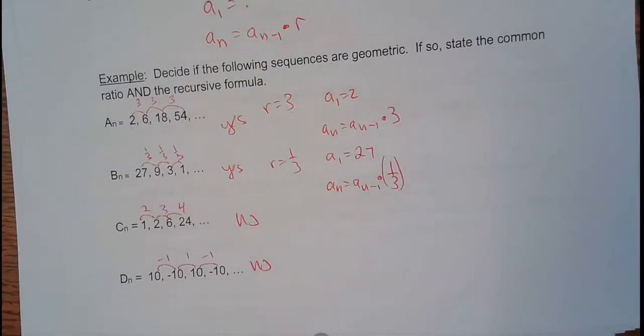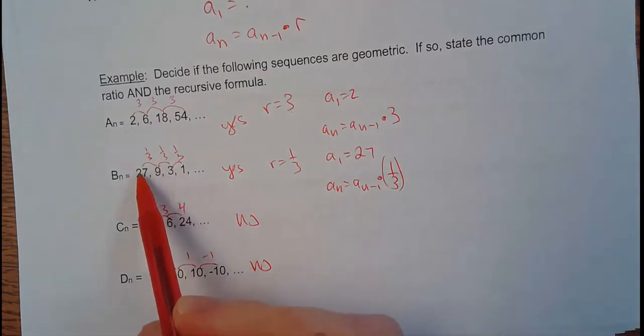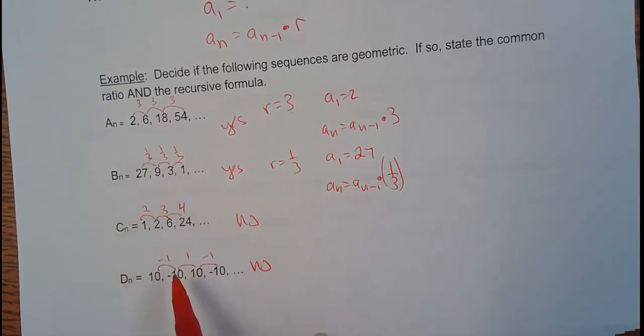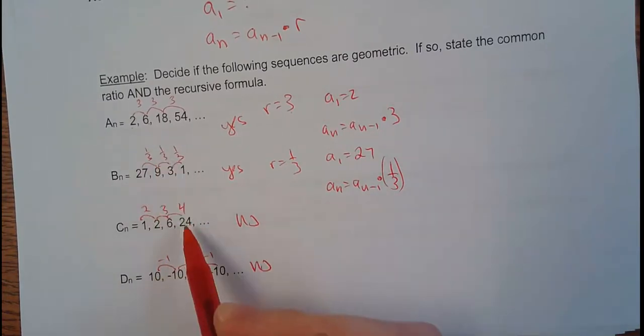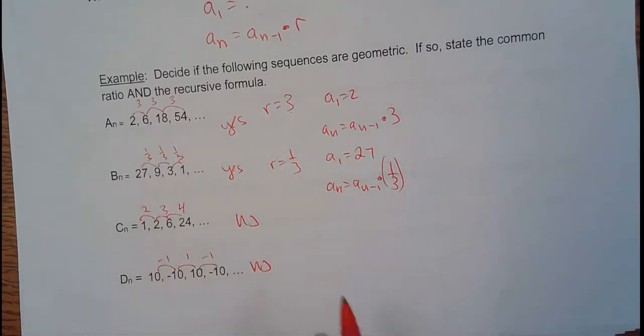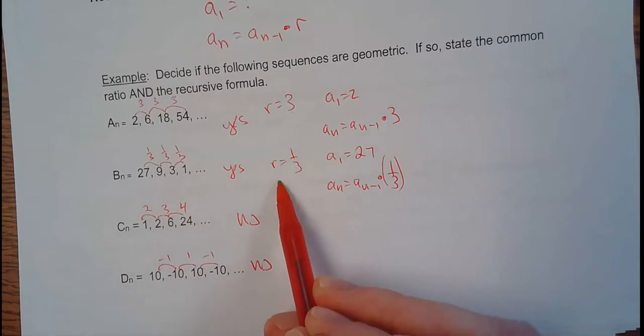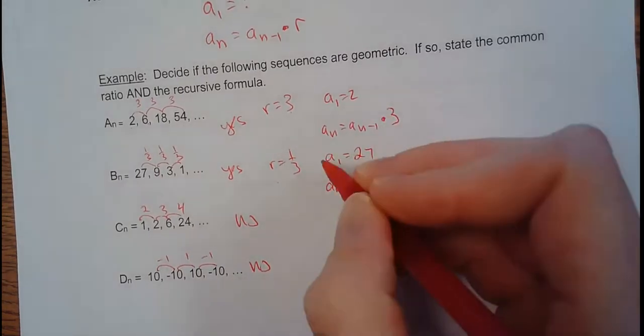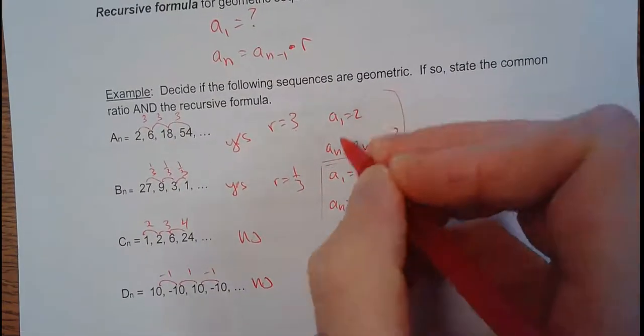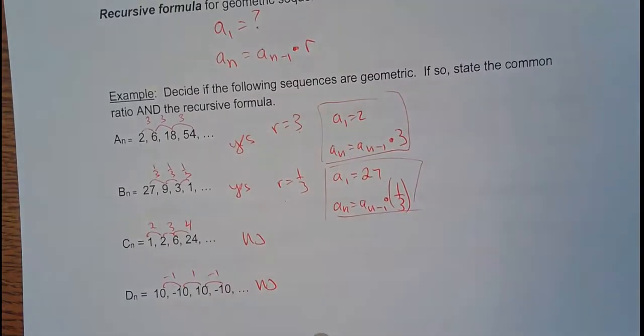Okay, so these guys, hopefully it wasn't too difficult. For B, take 9 divided by 27. That's a third. It reduces to 1/3. 3 divided by 9, a third. 1 divided by 3, a third. So yes, the common ratio is a third. And then the recursive formula, let's put these up so they're separate here, would be that guy.